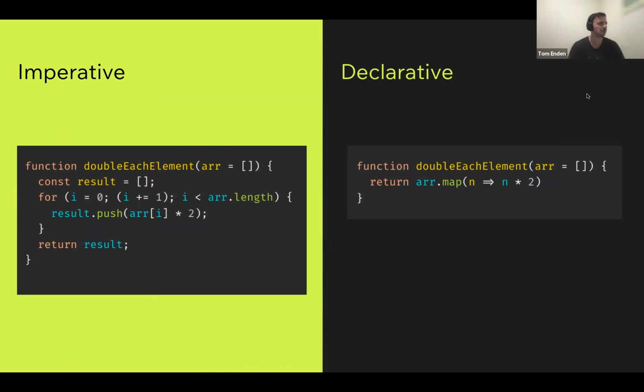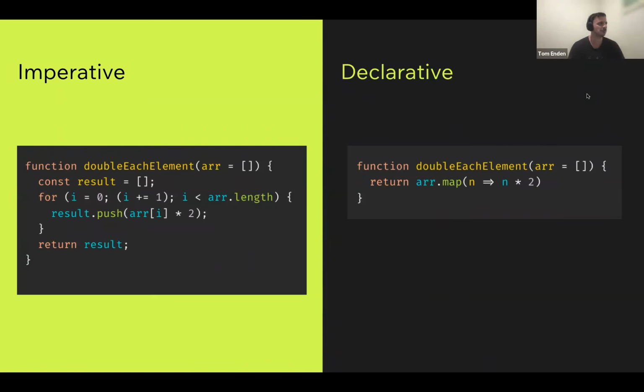So in the imperative, we first create a new array called result. We then iterate over the items in the original array, and we push to the new array the result of doubling each item in the original array, and we then return the result. So you can see here that just like we saw in the scrambled eggs example, we basically prescribe everything that needs to happen in every step of the way until we return this array.